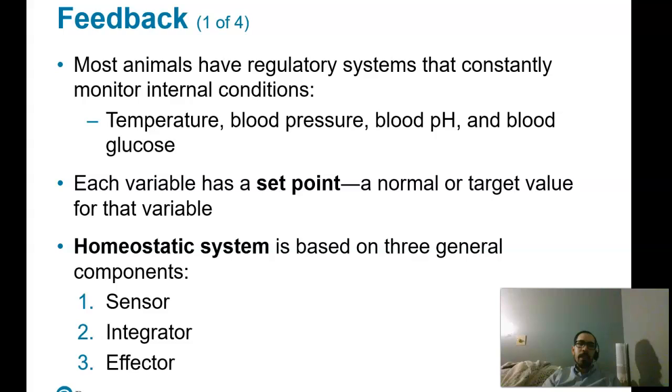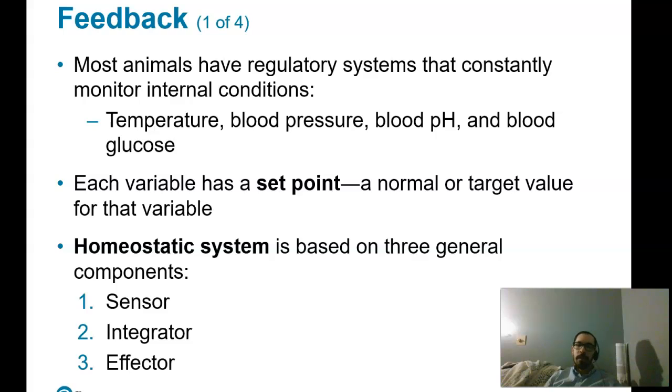All right, so now we're going to look at the role of regulation and feedback. So most animals have regulatory systems that constantly monitor internal conditions like temperature, blood pressure, and blood glucose levels, and each variable has a set point. So this is a target value for the variable.